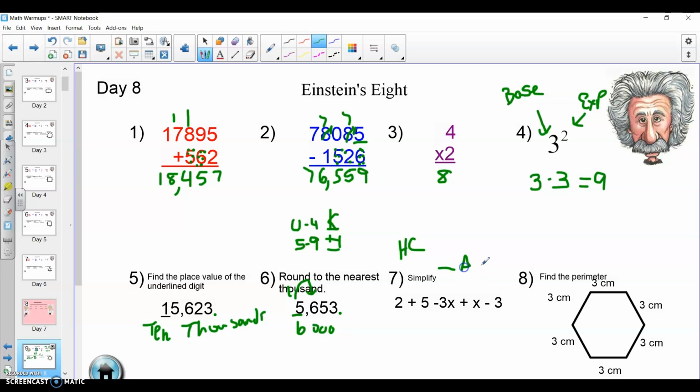Use underlines, triangles, circles, and squares around the like terms to make your life easier. So tell me, if I start with an underline, what else can I underline that's like? Which three? This one or this one? Yes. Okay. And there's one other. So five. So we're just going to go in order of operations. Do these first. What's 2 plus 5? 7. 7 minus 3.